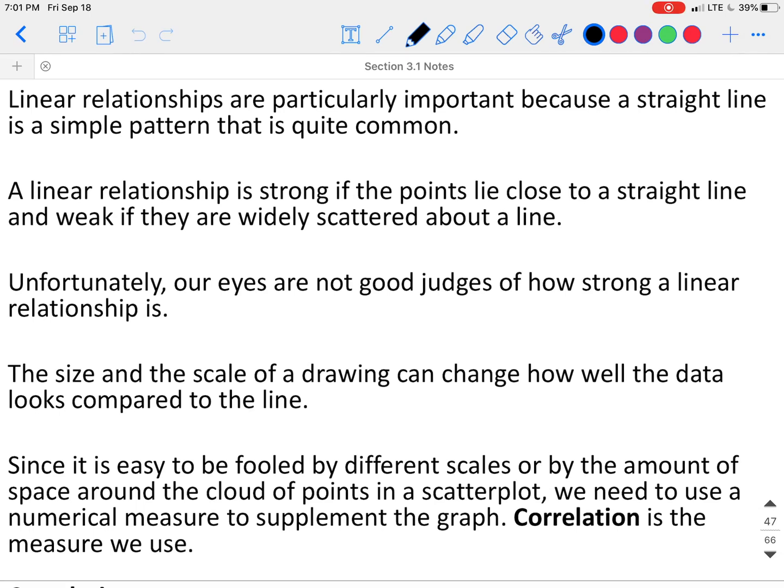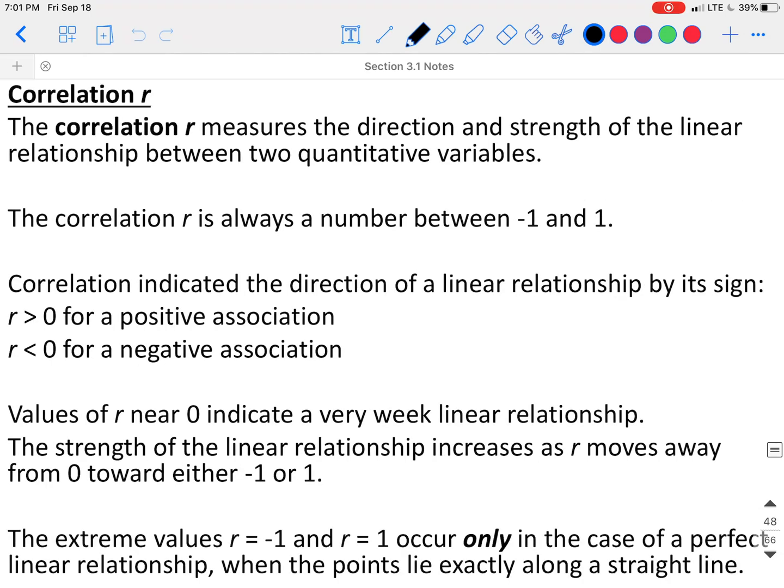Correlation is the measurement that we are going to use. So the correlation R measures the direction and strength of a relationship between two quantitative variables. The correlation is always a number that's going to be between -1 and +1. Correlations indicate the direction of a relationship by its sign.